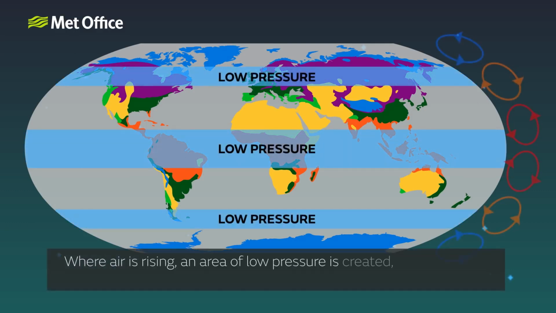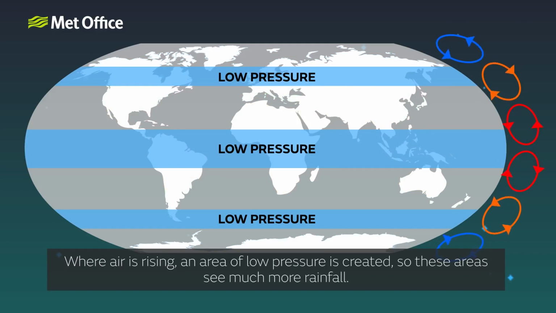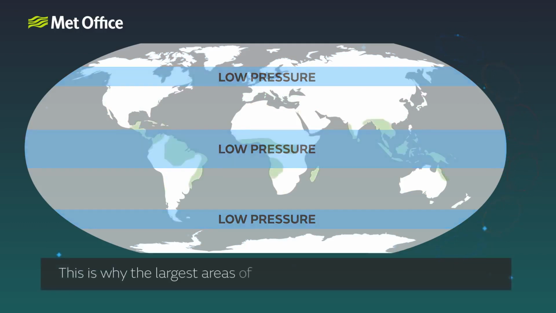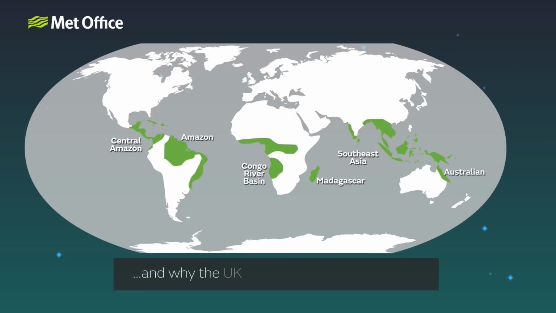Where air is rising, an area of low pressure is created, so these areas see much more rainfall. This is why the largest areas of rainforest are found near the equator, and why the United Kingdom has a relatively wet climate.